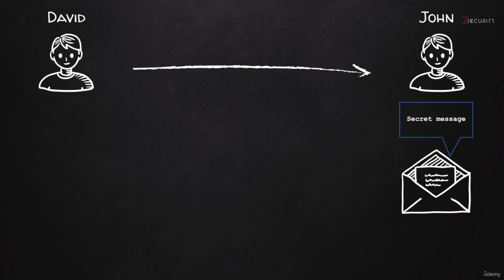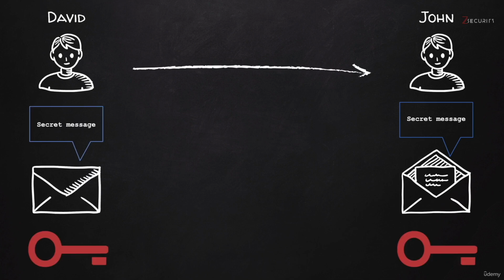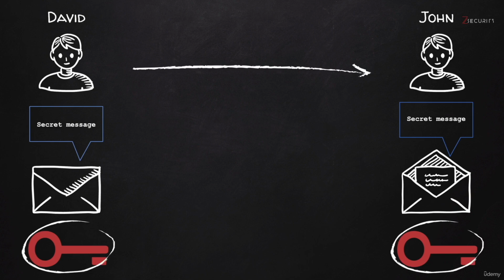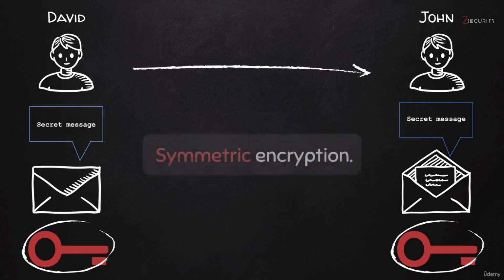So, very, very simple. Basically, David uses a key to encrypt the message, John uses the same key to decrypt it, and this way, they're both able to read the message, but anybody who does not have the key will not be able to read the message. So, the same key is used by David and by John. Therefore, this is known as symmetric encryption.